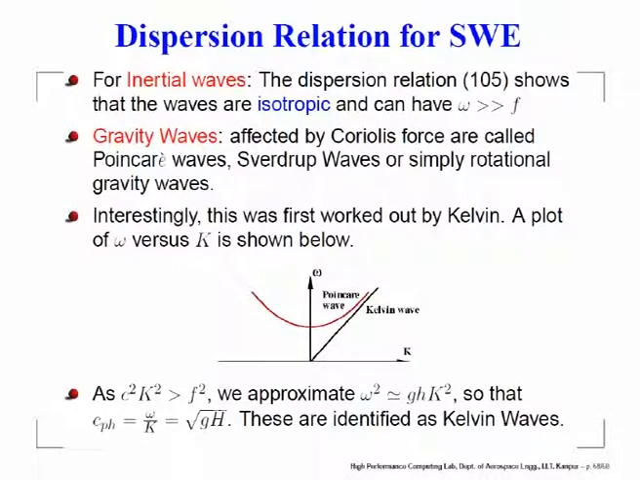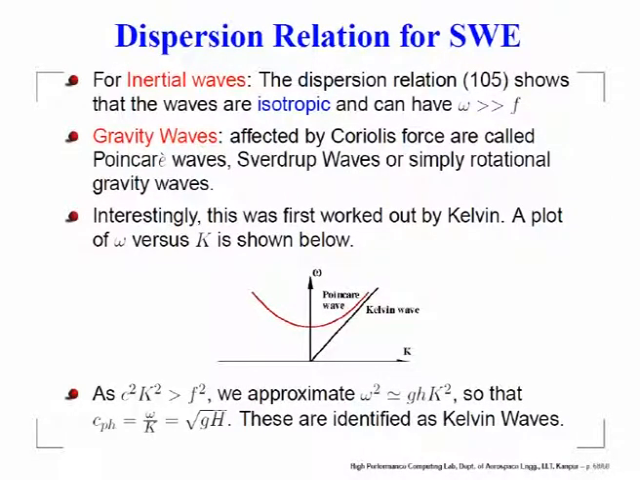Whereas, if I look at the gravity waves which are now affected by Coriolis force, they are called the Poincare waves. What we have done here is plotted omega versus k by this red line, and you can notice that as k goes large, your omega also goes large. These waves are called Poincare waves or Sverdrup waves, or simply rotational gravity waves. Rotational, because we have now included the Coriolis term, which we did not do in the first part of the analysis.